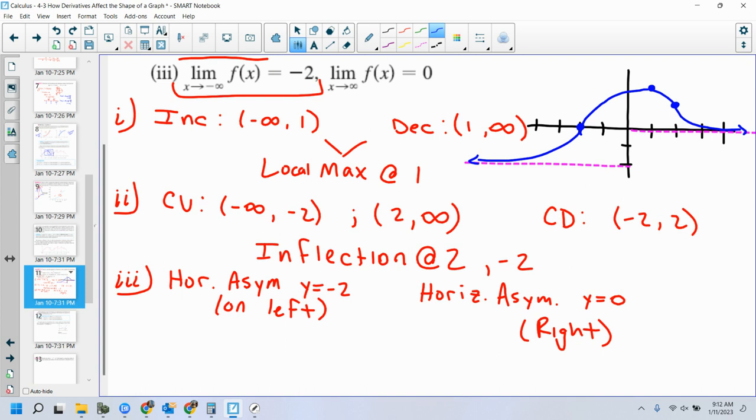Those ones can get super tricky. Because now we've accumulated a lot of knowledge based on what the derivative is telling us, based on what the second derivative is telling us, based on what a limit is going to tell us. You know, so we've got to kind of sift through all of that and interpret all of those things.